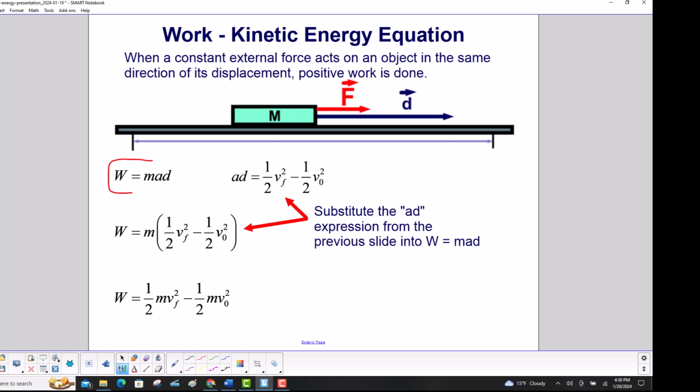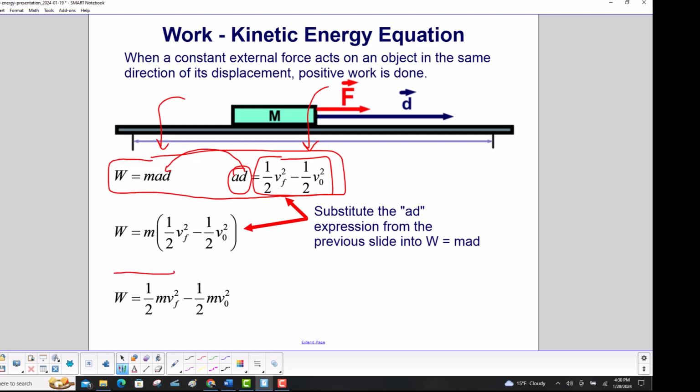Here are the two equations from the previous slide. This was from the work equation, and this was from third kinematics. Look at this ad over here, which is equal to all of this. We're going to put that in right there. So we now have work is mass times 1/2 V final squared minus 1/2 V0 squared. And then we'll just write it like this. We'll distribute the m through the parentheses.